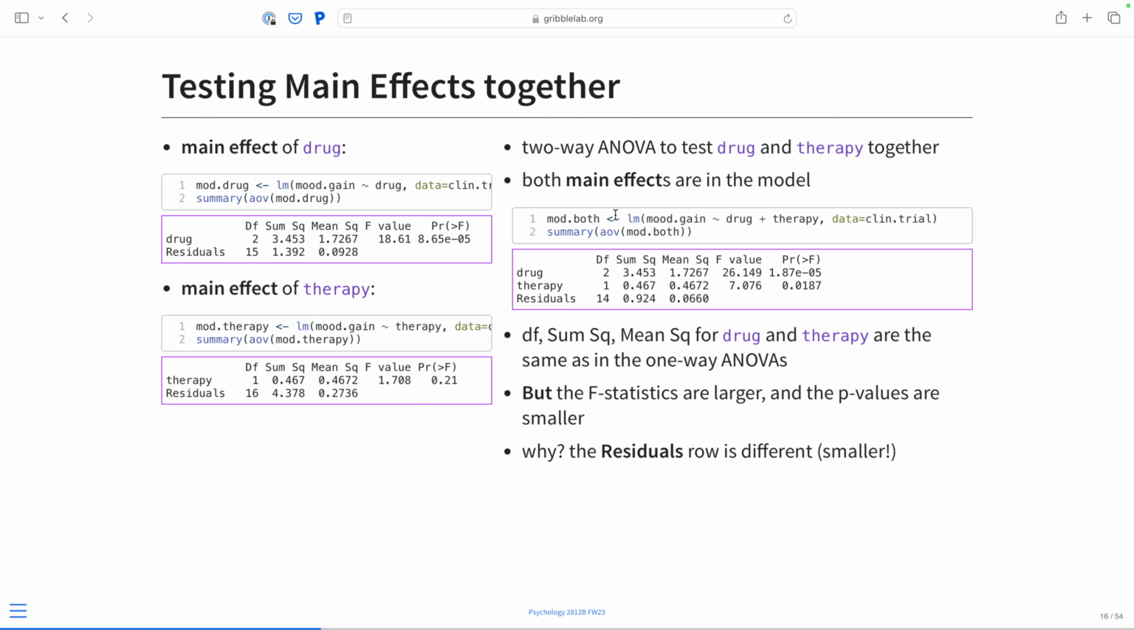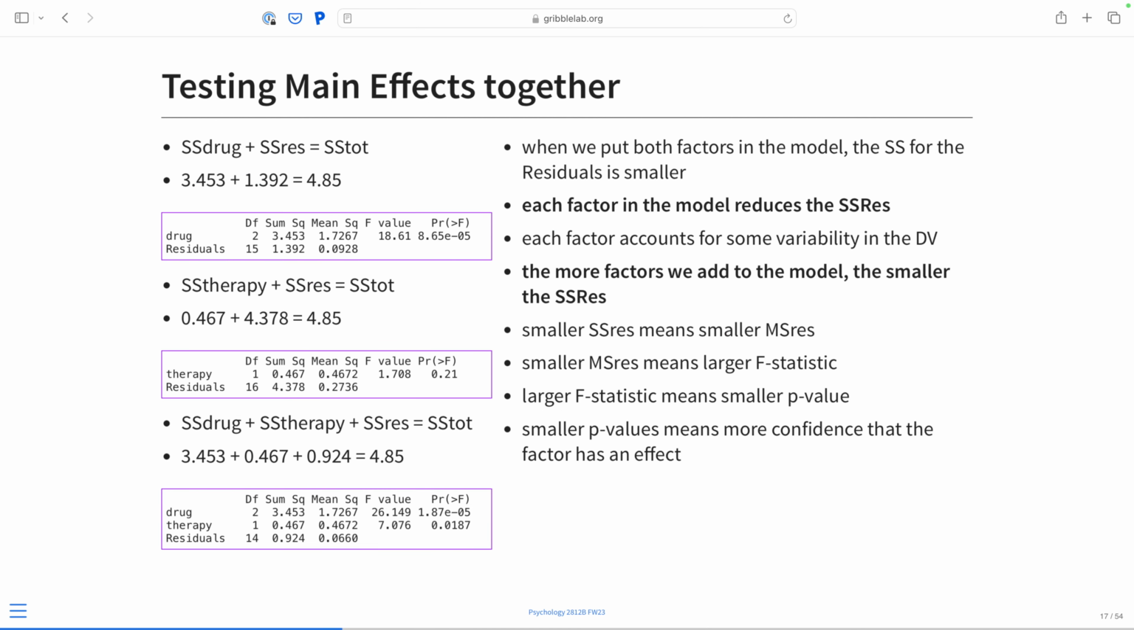Okay, so the point of showing you all this was that by putting the two main effects together in a model, we get more statistically powerful tests of those main effects. And we do that because our error term gets smaller. Let's look at this mathematically.